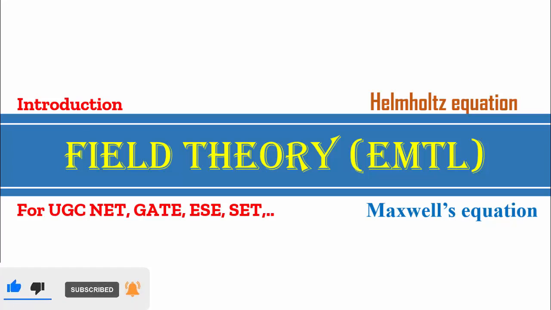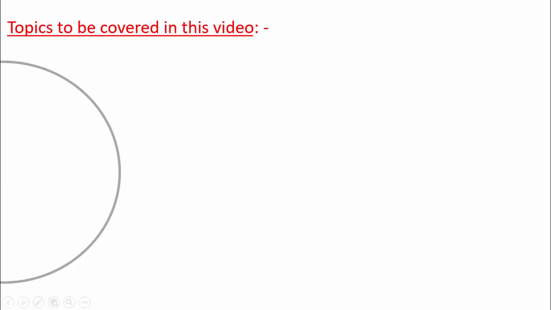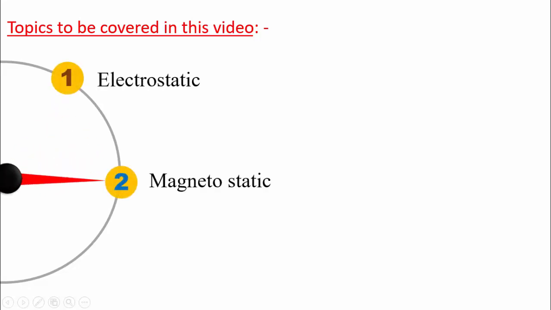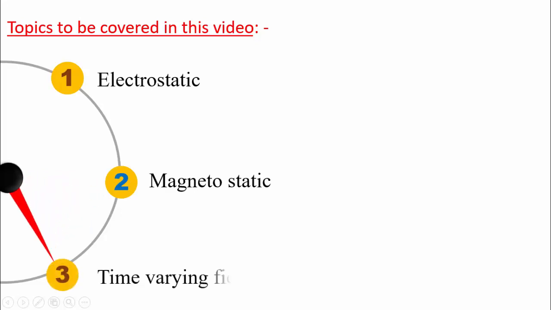This entire EMTL or field theory you can classify into static field as well as time varying field. In the case of static field you need to talk about electrostatic and magnetostatic. And in the case of time varying field you need to talk about electromagnetic field, where electric field as well as magnetic field are perpendicular to each other.